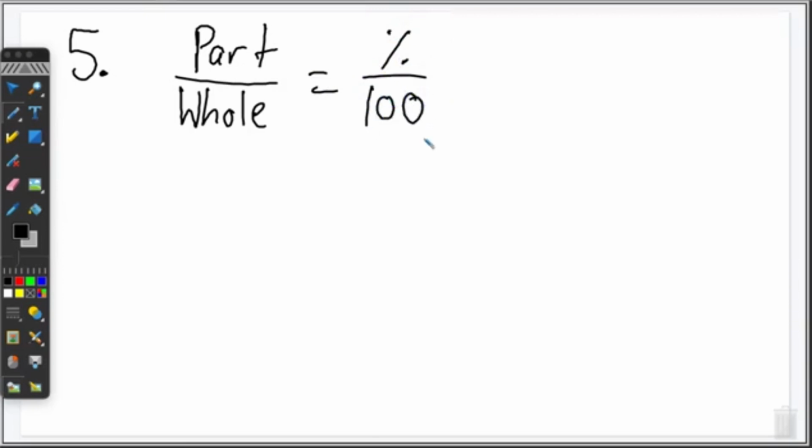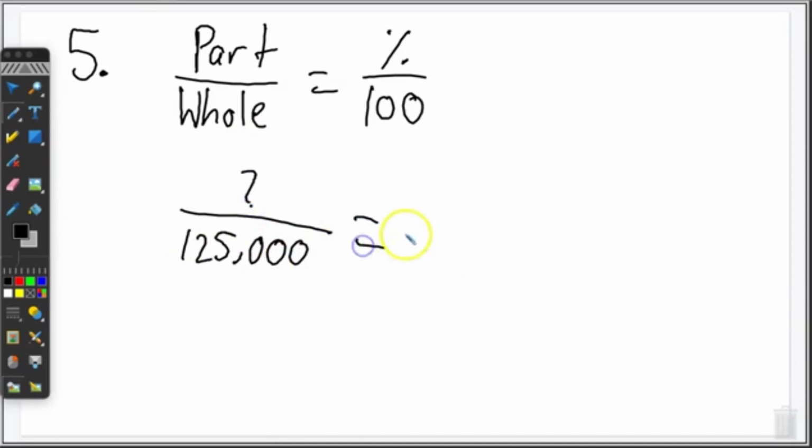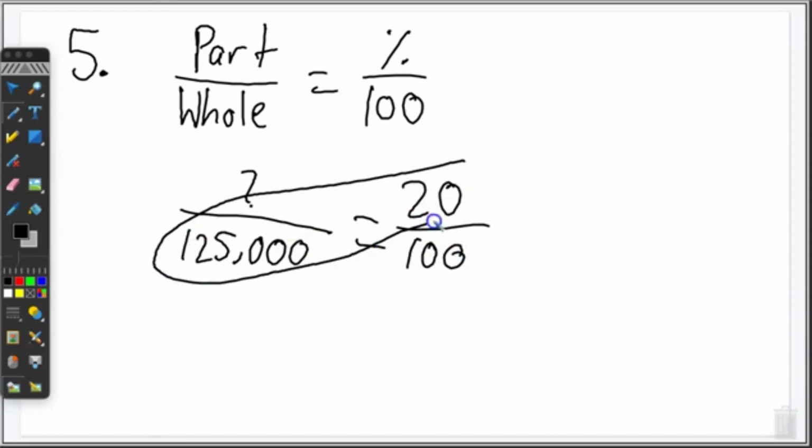Okay, so the whole is the amount that she's paying for. So she is paying the entire amount of $125,000 for the condominium. How much is the down payment? We do not know. That is the part. But the down payment is 20%, and that is over 100. So like all the other ones, bat and ball. Not really a bat, but don't judge me.